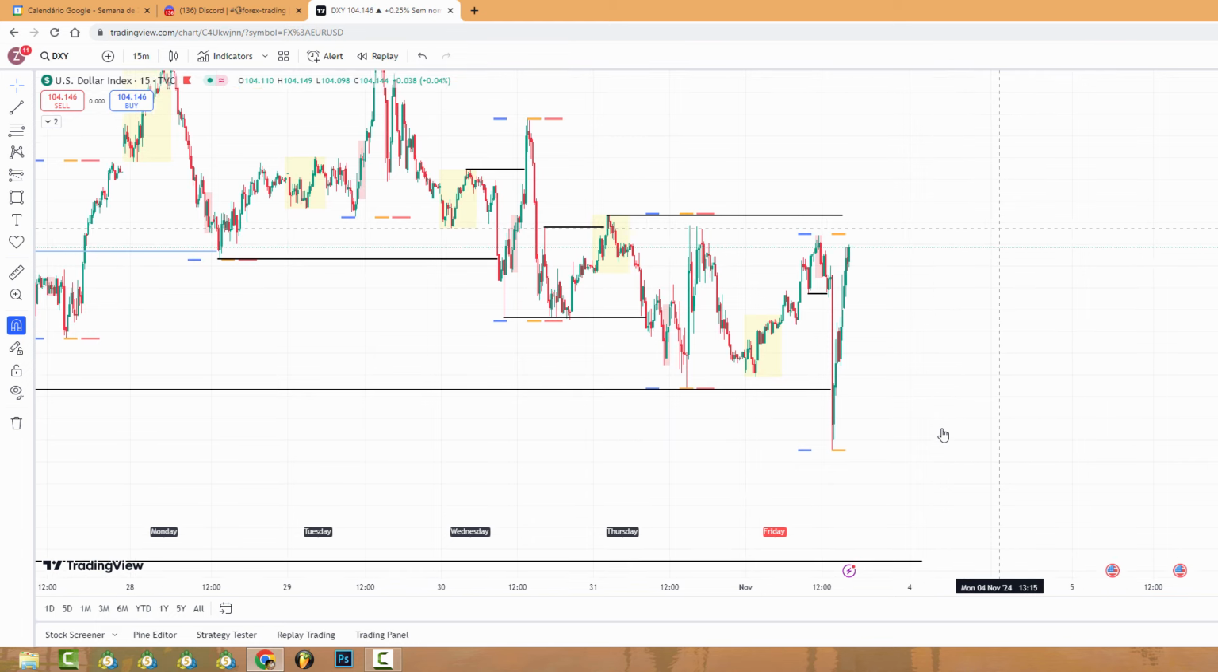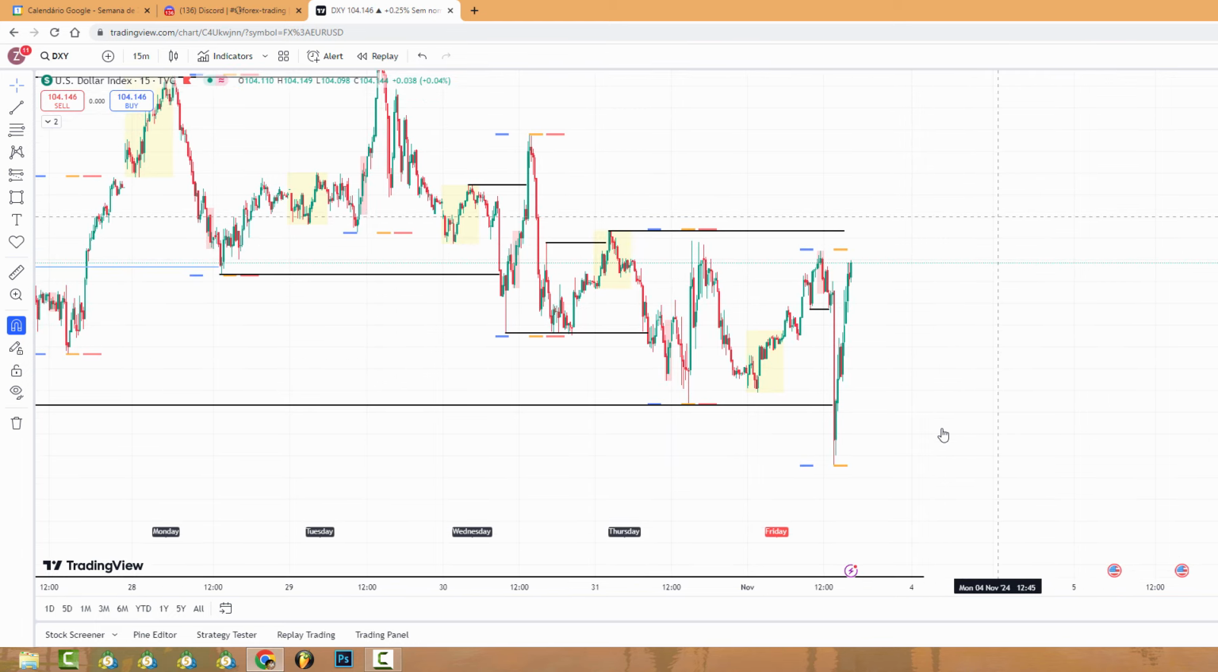Because DXY is the dollar index and GU is pound versus dollar, you just invert the charts. If it really helps you, you can invert the chart of DXY and it will be the same chart. But because it's pound versus dollar and this is the dollar index, the charts will be inverted.